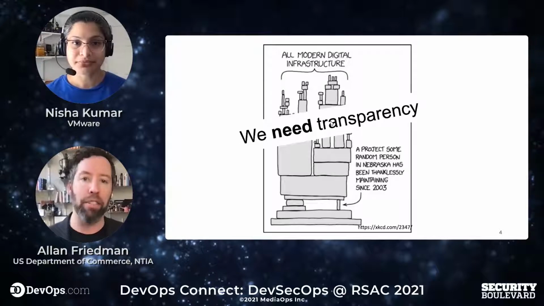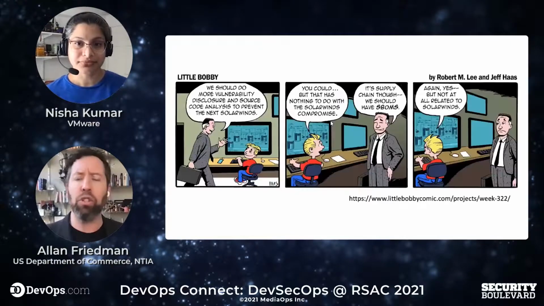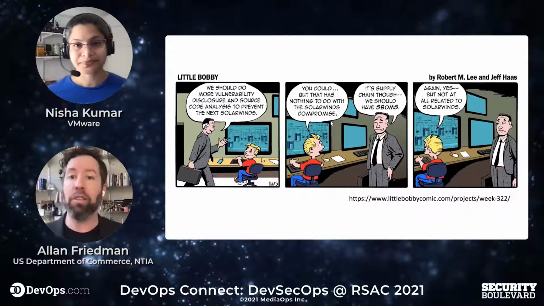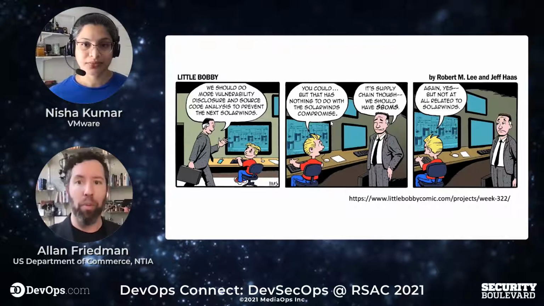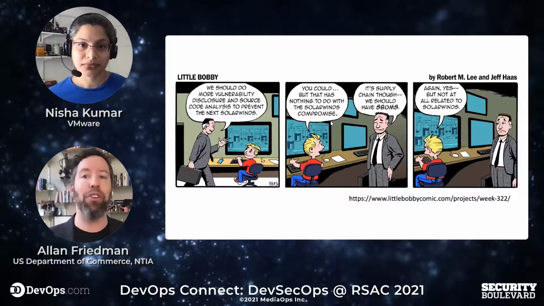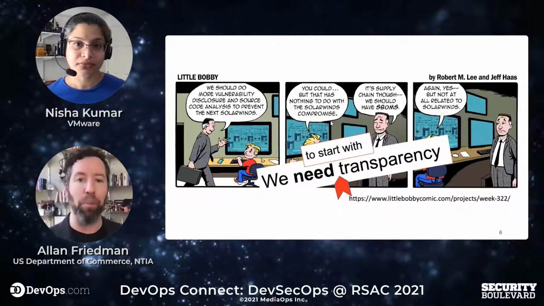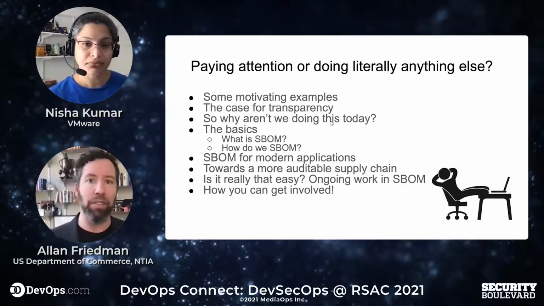We need transparency. And a starting point of transparency is going to be knowing what we have in our supply chain. But I also want to highlight this great cartoon from Rob Lee and Jeff, which talks about the fact that transparency is important, but it's not going to solve all of our problems. So we don't want to overstate the impact. SBoM and what we're going to be talking about today is the starting point. We're going to need to have a lot more. And so today we're going to walk through the basics of SBoM and then highlight what might be coming next.